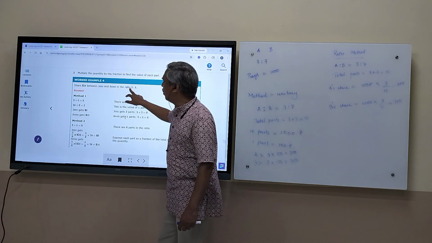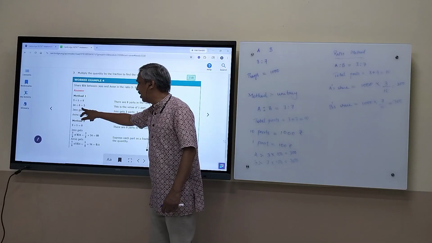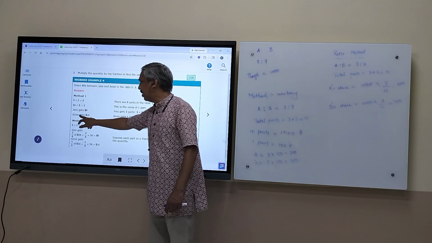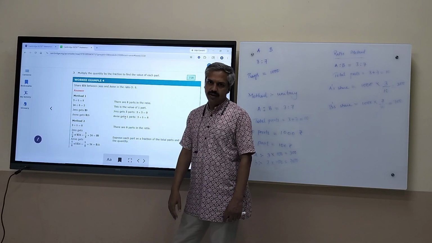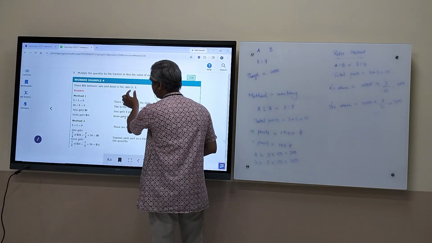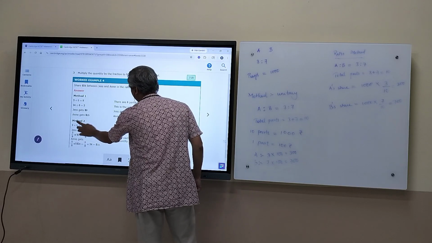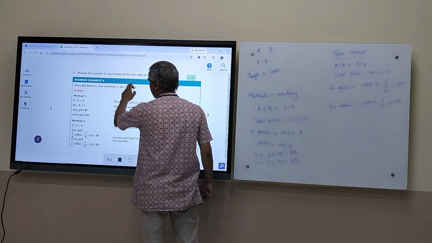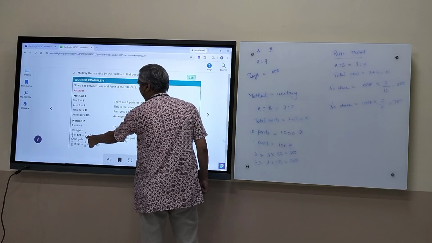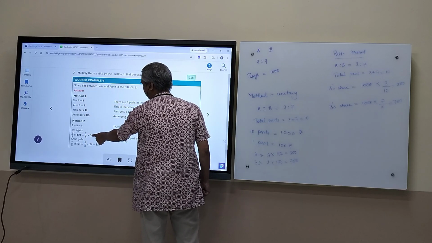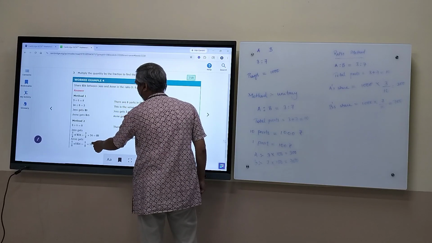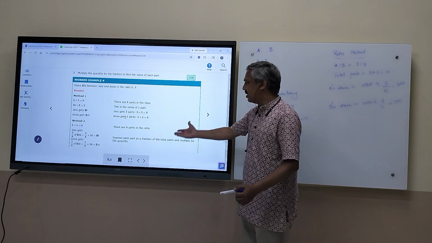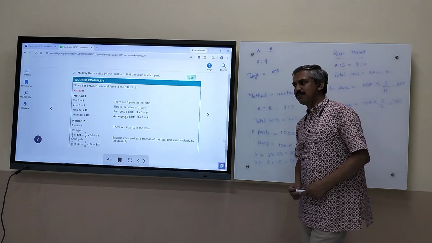Now 3 parts will go to Jess. So 3 into 3 is 9, and 5 into 3 is 15, which will go to Annie. But by the other method, we will first add these two. 3 plus 5 is 8, and then we will say 3 out of 8 parts are going to Jess. So 3 by 8 into this total value 24. 5 by 8 into this total value 24. And you get the answers 9 and 15 again. This is the logic behind this method.